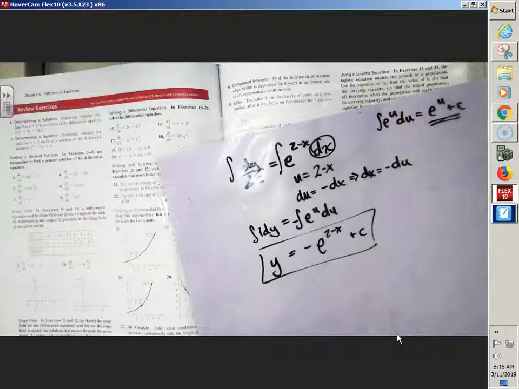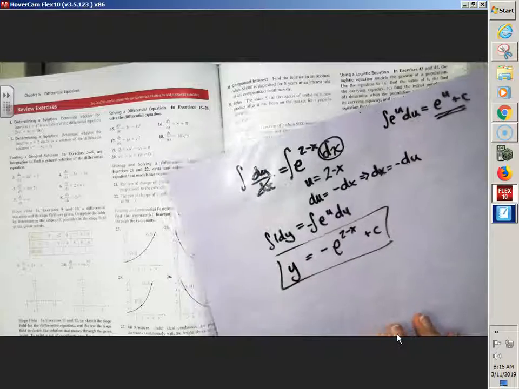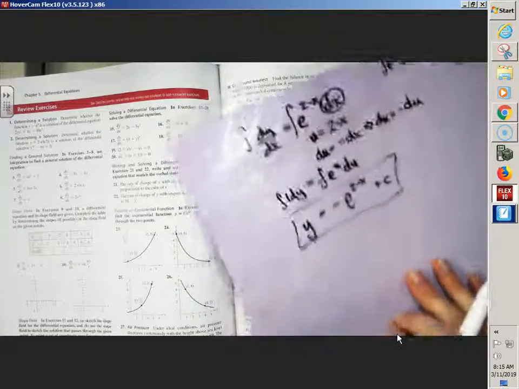Dun, dun, dun, dun, dun. Is that cool? Okay, after number 7, I think we are going to number 19. Why was number 19 a little bit harder?